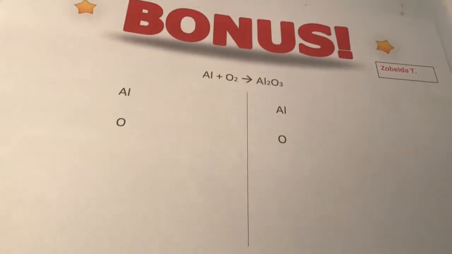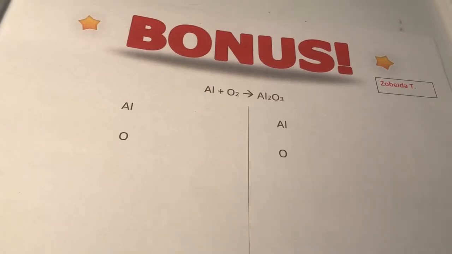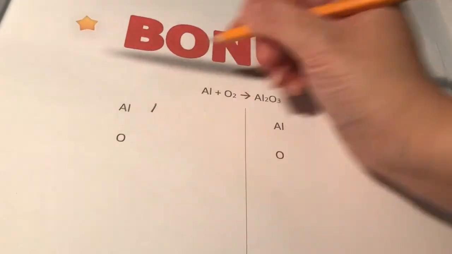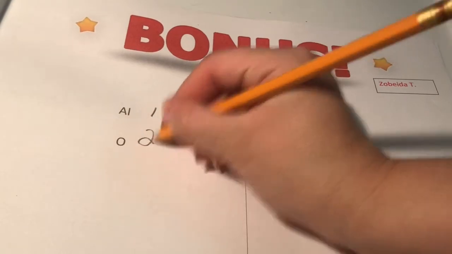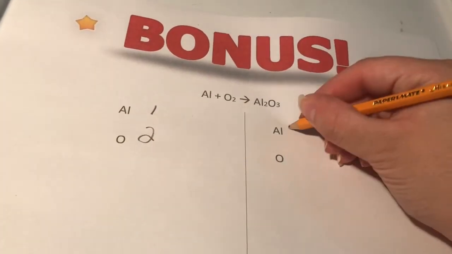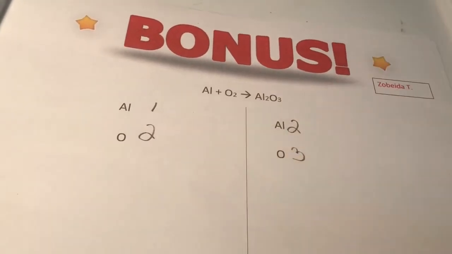All right, guys, bonus time. Now this particular problem, I do want you to pause and try to give it a go. I'm going to show you a neat trick here. As you can see, we have aluminum and oxygen. We have 1 aluminum and 2 oxygen. On the other side, we have 2 aluminum and 3 oxygens.